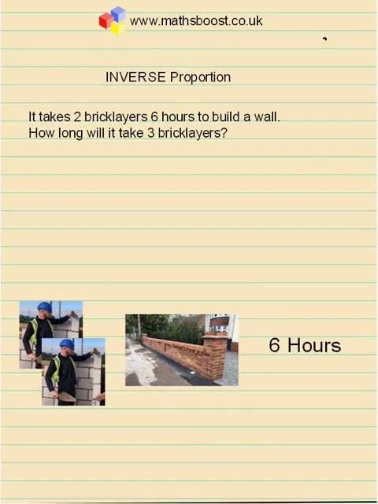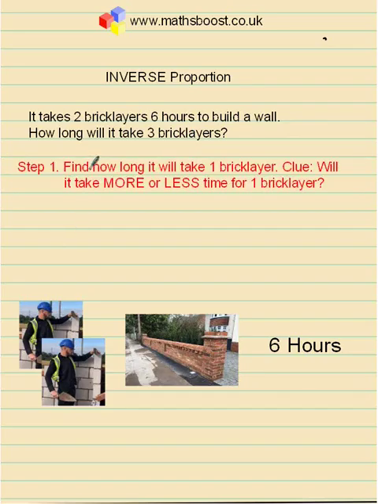Now here's a typical inverse proportion question. It takes 2 bricklayers 6 hours to build a wall. And then it asks how long will it take 3 bricklayers. Step 1, we always go back to 1. We find out how long it will take 1 bricklayer. And I'm going to ask you, will it take 1 bricklayer more or less time to build the wall than the 2? It's important to stop and think about that. Will that mean the time to build the wall will go up or down?